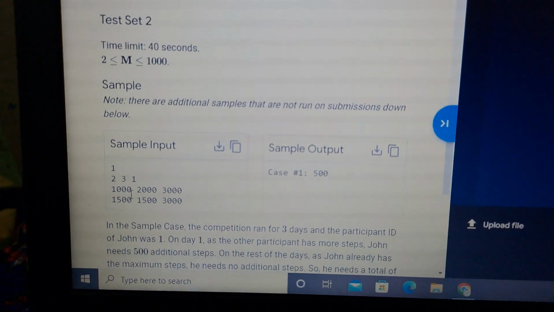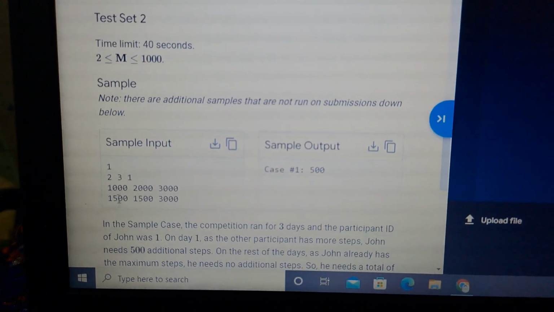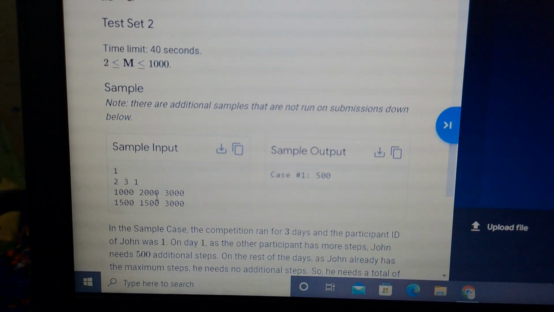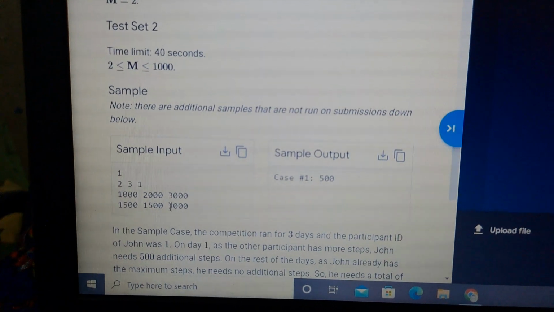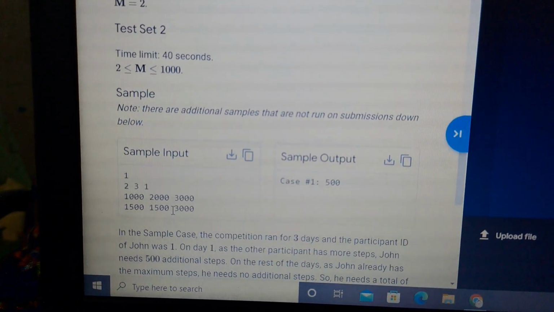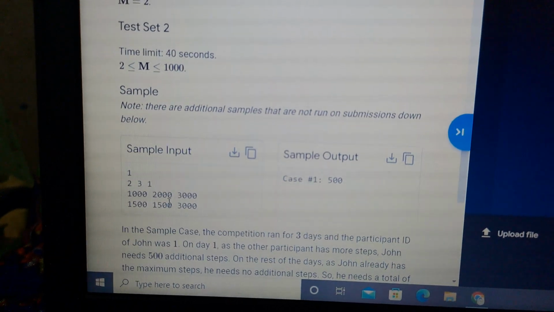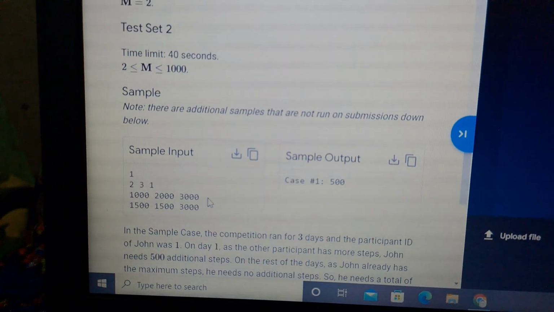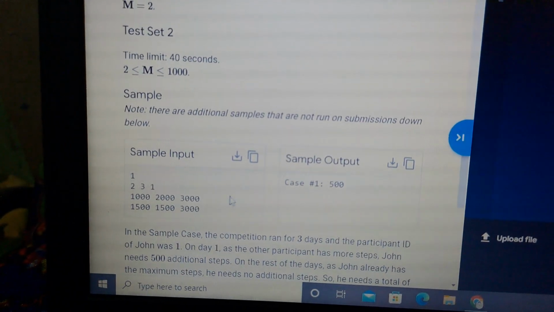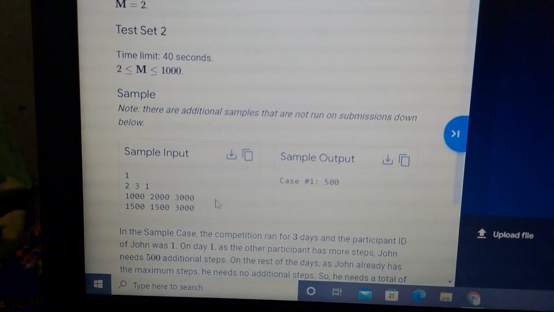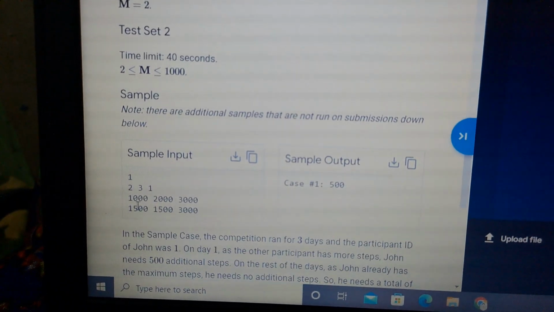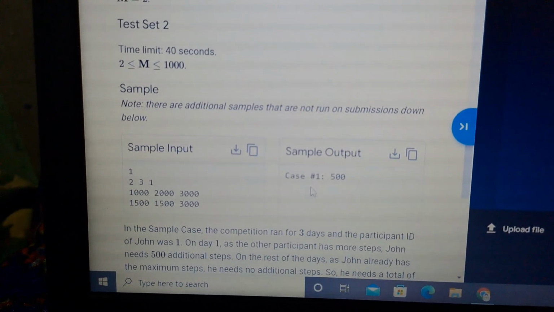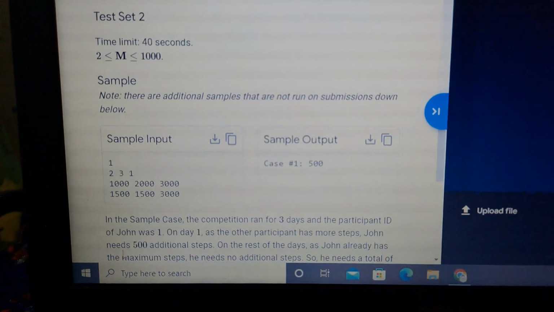Here John is less, and the second participant has more steps, so 500 more steps are required. On the second day, John has 2000 steps and the second participant has 1500. Here John is more, so John needs no additional steps. On the third day, both participants have the same score, 3000 each. So only on the first day John needs more steps, 500 more. So the sample output will be Case #1: 500.